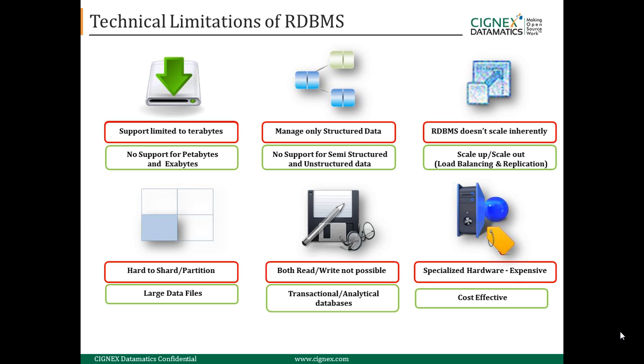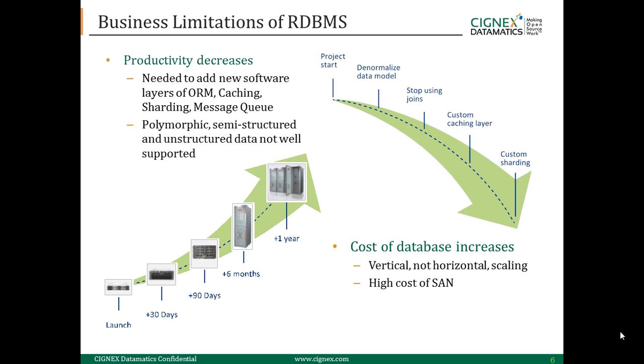If we look at the business limitations of a typical RDBMS, based on the challenges that we discussed in the last two slides, technical limitations and the others, we can discuss some of the issues. Productivity decreases as the amount of data and time passes in a typical RDBMS, and the cost of the database increases. How does that happen? Scaling is not horizontal in a typical RDBMS. It is typically very vertical. So you need to add more and more cores, you need more powerful servers, you need to do very complex clustering. All these things add to the cost of a database.